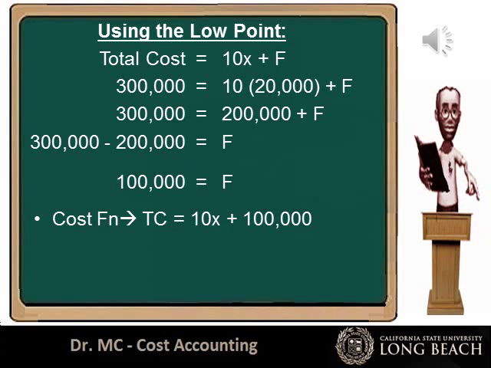Please remember that the activity level sets the high and low points. They are not determined by the dollar cost. For example, the month that produced the highest number of units is the high point, even though another month had higher costs.